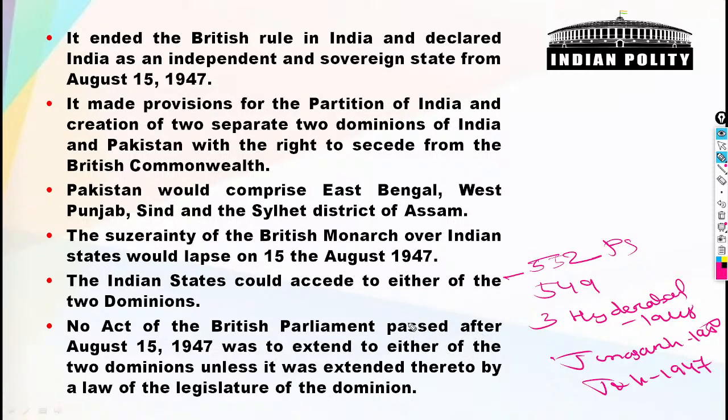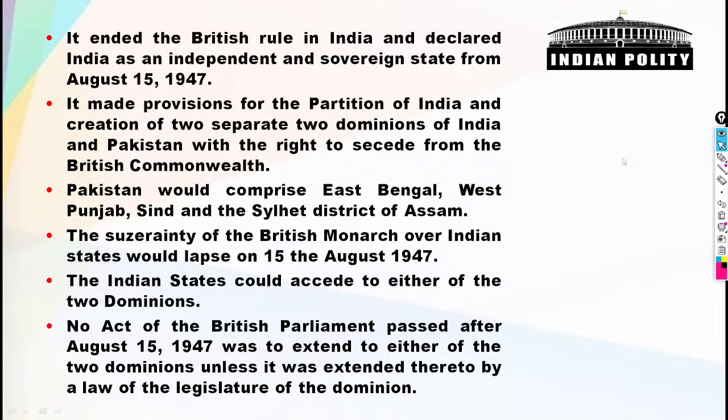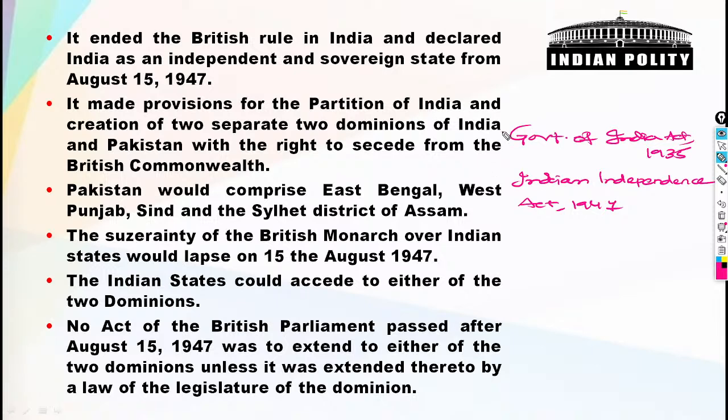So this is the last act. Remember that these major acts, the Government of India Act 1935 and the Indian Independence Act 1947, were abolished under Article 395 of the Indian Constitution. So together these acts were abolished.